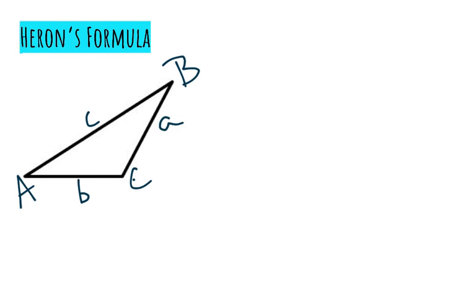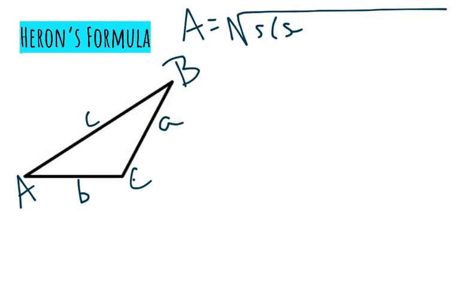So Heron's formula to figure out the area of a triangle: the area equals the square root of s times (s minus a) times (s minus b) times (s minus c). I'm still waiting for my new pen to show up, so my penmanship will hopefully get better.